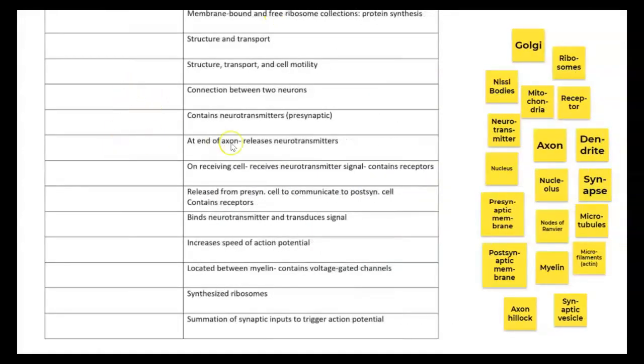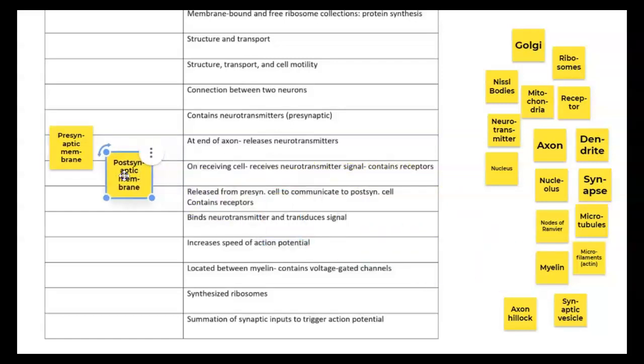Let's see, so we were at the end of the axon, the thing that releases neurotransmitters. That was the presynaptic membrane, because the axon is the thing that is transmitting the information. So it's before the synapse. And then on the receiving cell, the part of the membrane that receives the neurotransmitter signal because it contains the receptors, that's the postsynaptic membrane.